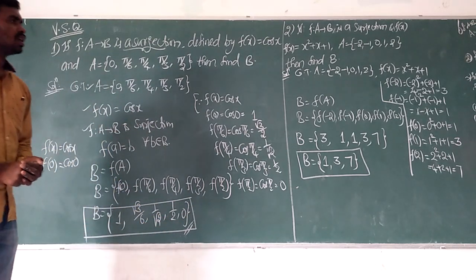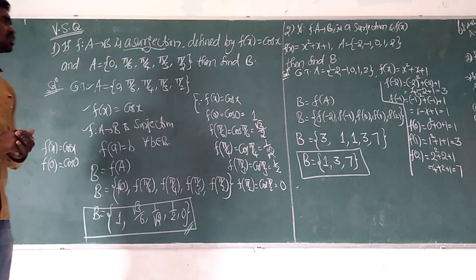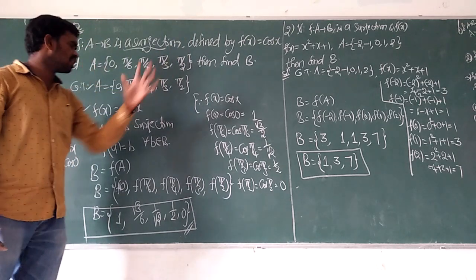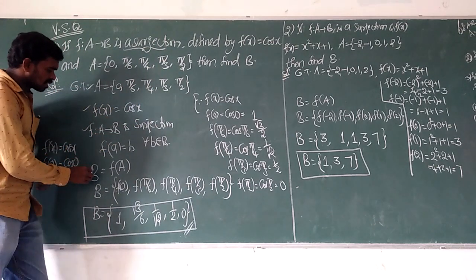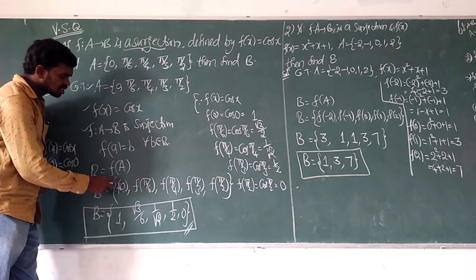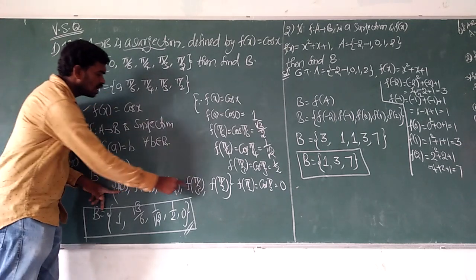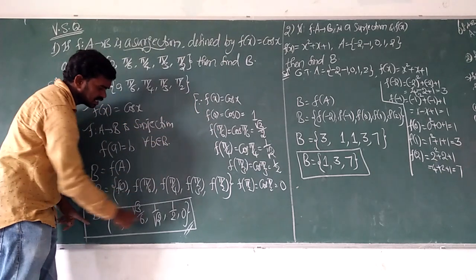These are very important 2 marks questions. It is a simple question: surjection is given, A is given, and the function is given. You just take capital B equal to f of A, substitute the elements in set A into f, simplify and write the answer.